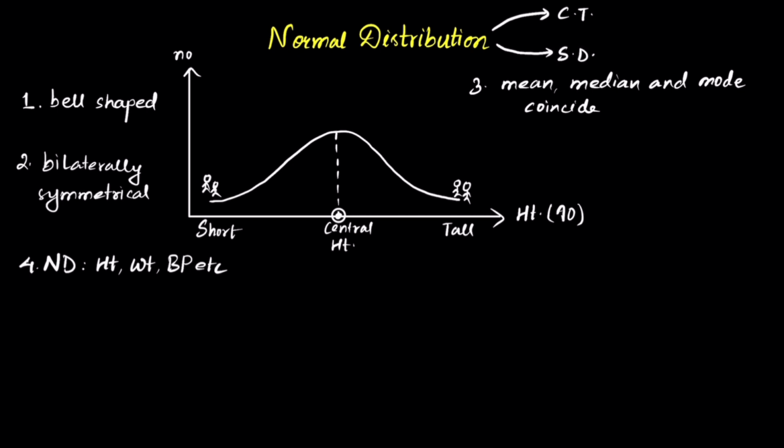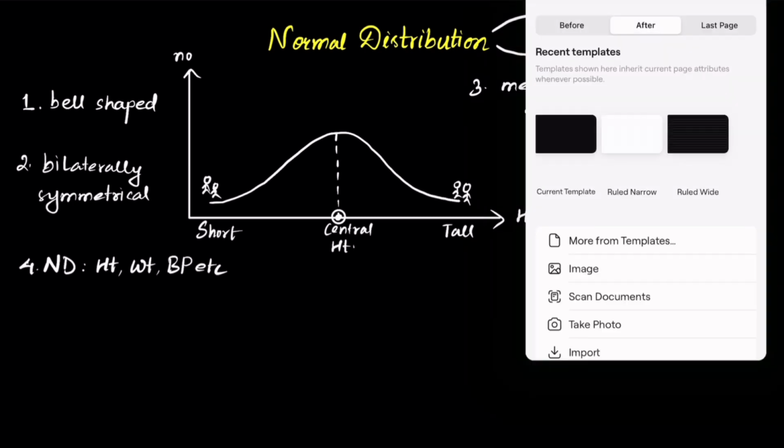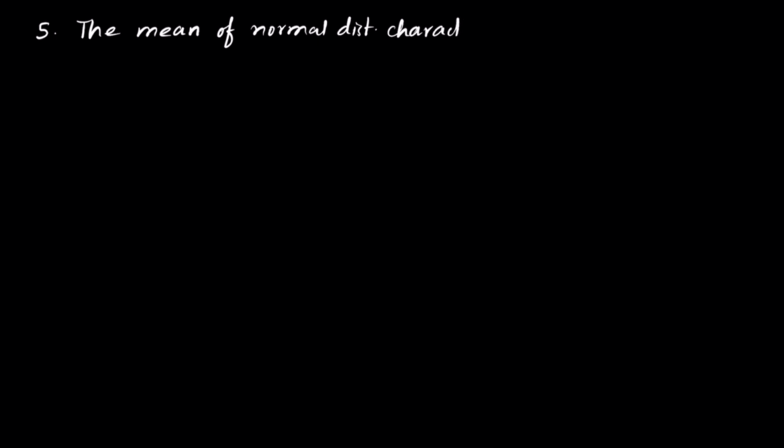As I said, central tendency, or mean, median, and mode, for normal distribution is present at the same point. And this central tendency, now this is the fifth property that you need to know. The fifth property: the central tendency, let's say I'll take the mean. The mean of normal distribution characterizes its position.